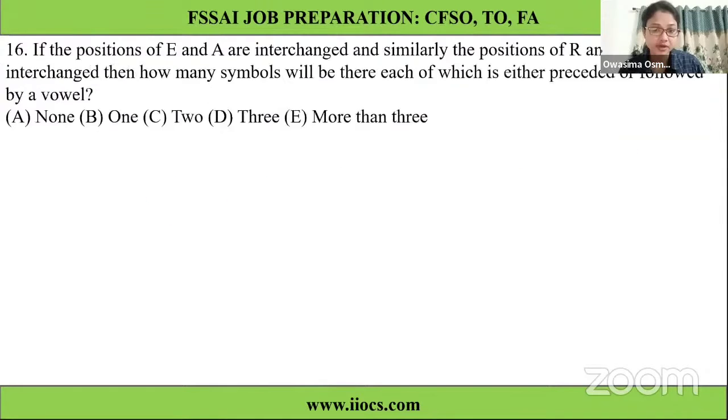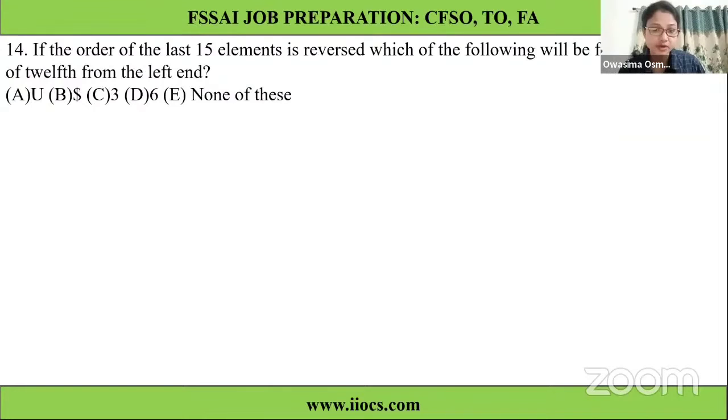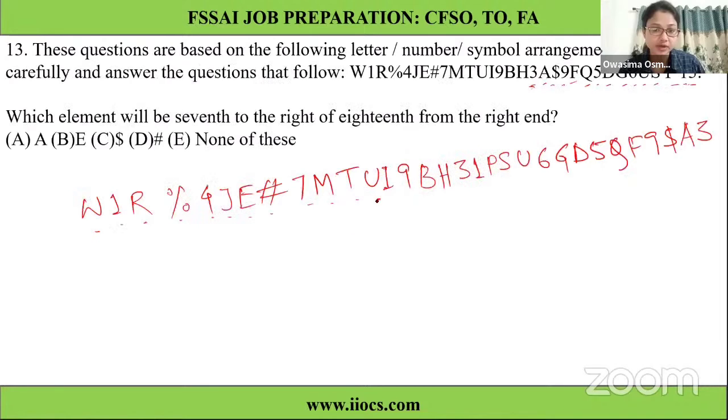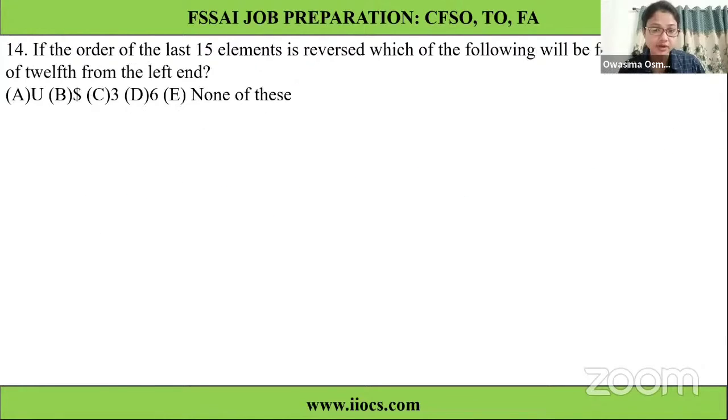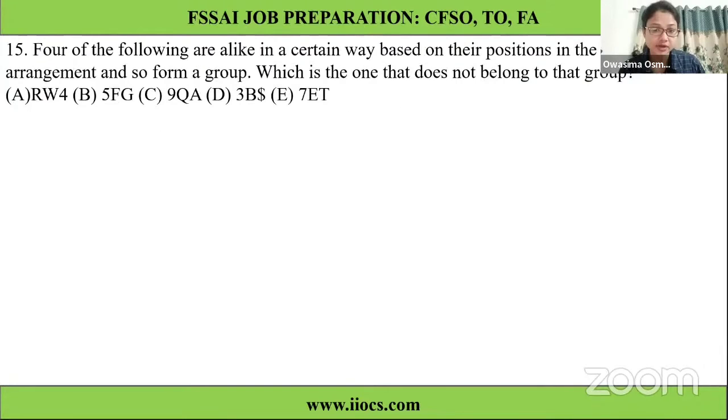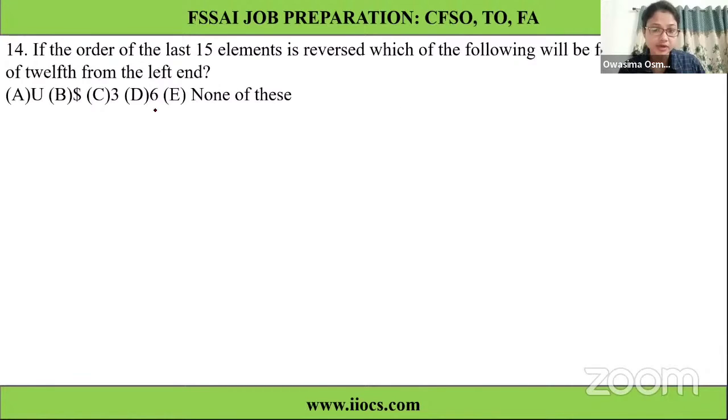And right, and fifth to the right. So fifth to the right means 1, 2, 3, 4, 5. So our answer will be 3. Option C will be the right answer. Is it clear?